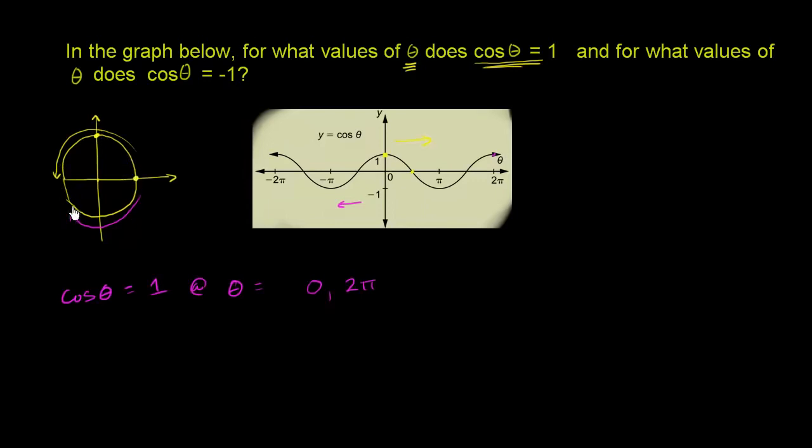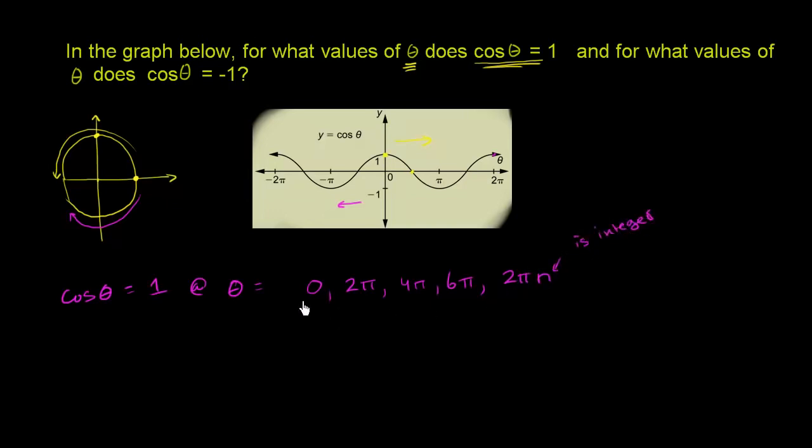But then it'll be 1 again when we get to 4 pi radians, and then 6 pi radians. So 2 pi, 4 pi, 6 pi, and you could see the pattern here. We're going to keep hitting cosine of theta equals 1 every 2 pi. So you could view this as every multiple of 2 pi, 2 pi n, where n is an integer.